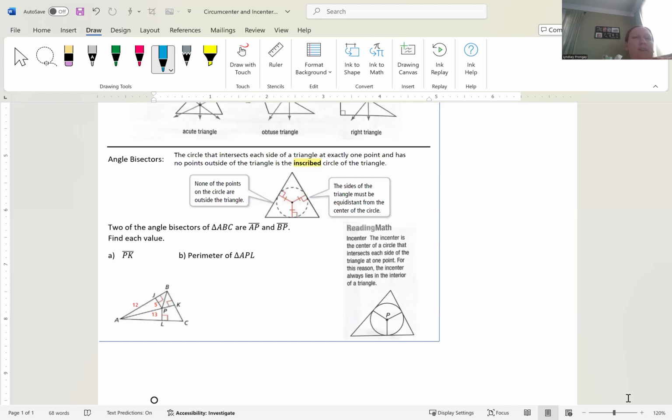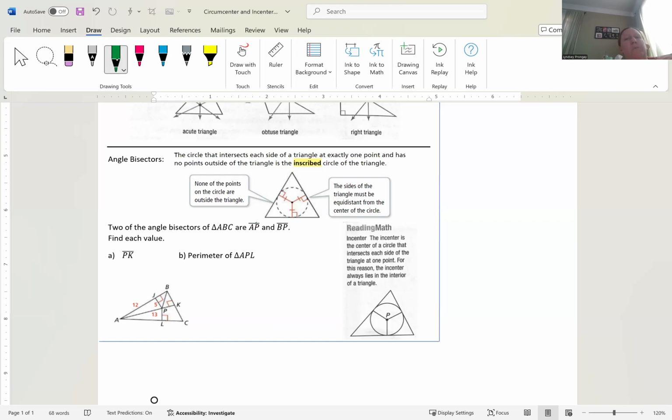Okay, so once again, we had our angle bisectors here. You don't have to draw these in, but here's an angle bisector. Here's an angle bisector. Here's an angle bisector. So they met right there. That's where they got that center from.